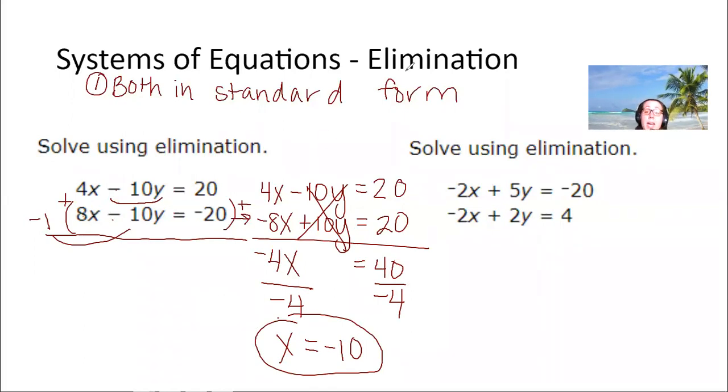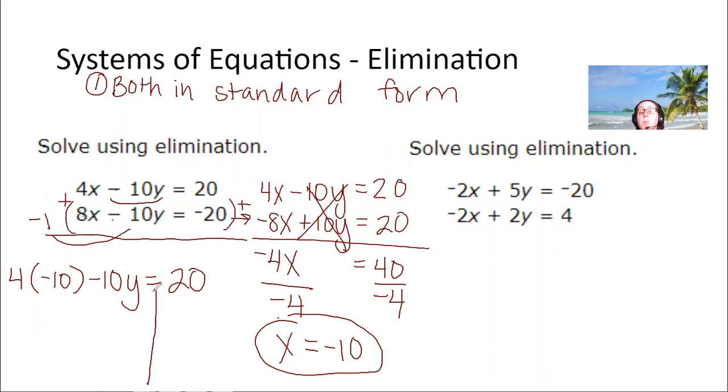Done. Then we want to take that negative 10 and plug it into one of our equations to figure out y. We're going to do that substitution thing. We'll just take the first one. Instead of x, I'm going to write parentheses and negative 10. Okay, so then we'll simplify. 4 times negative 10 is negative 40.